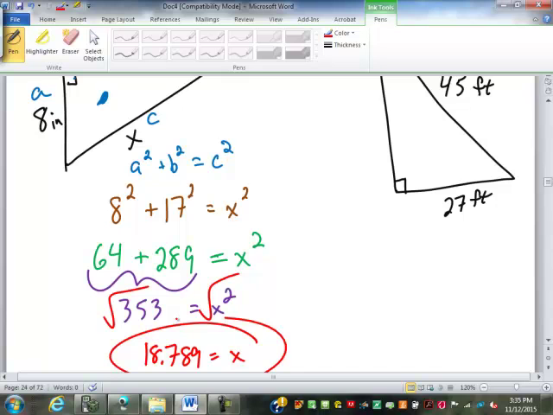And again, it would have to tell you how many decimal places it wants you to round it to. I didn't specify that here. Any questions on that one?